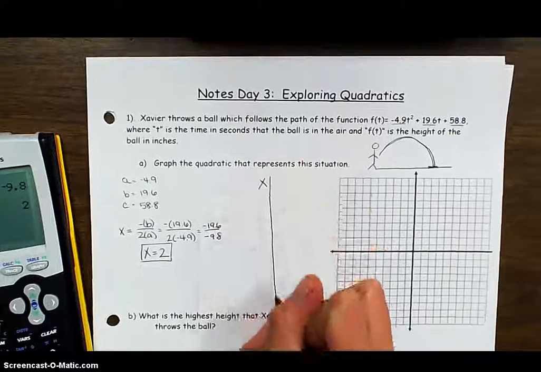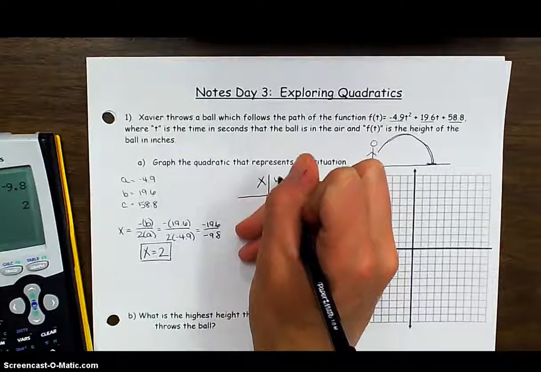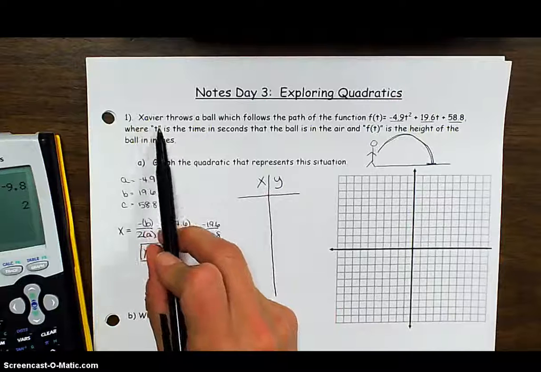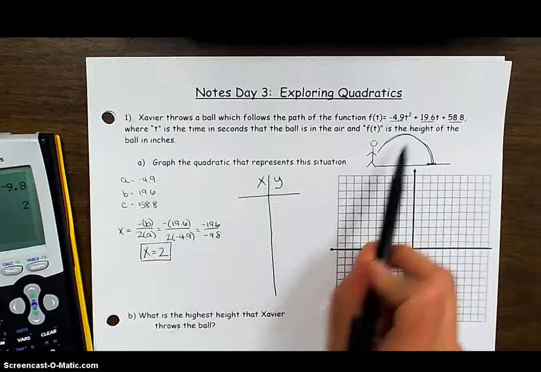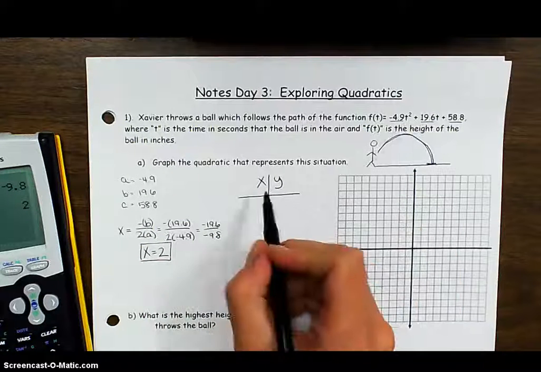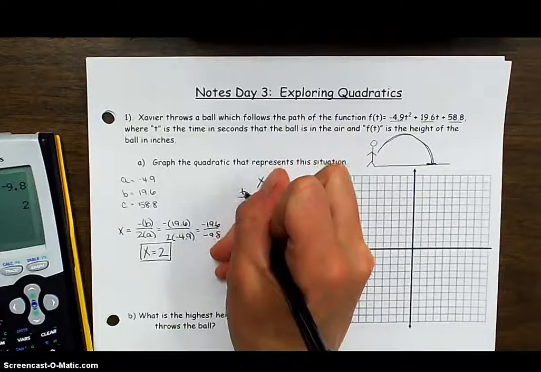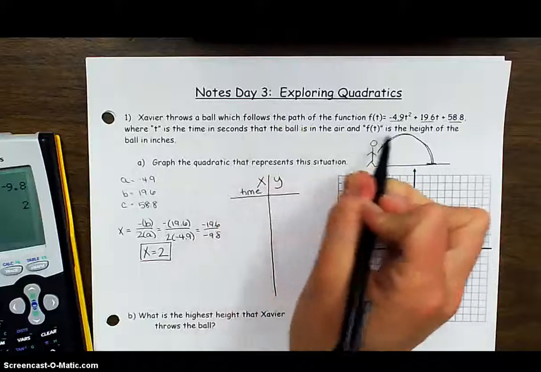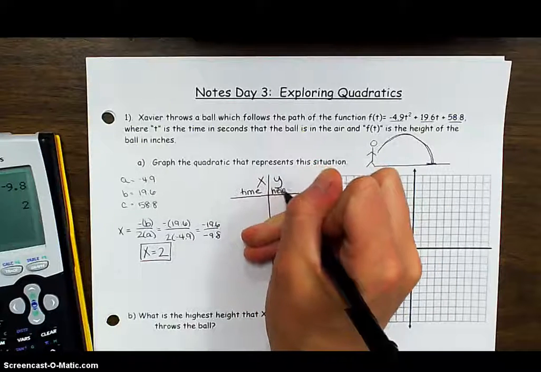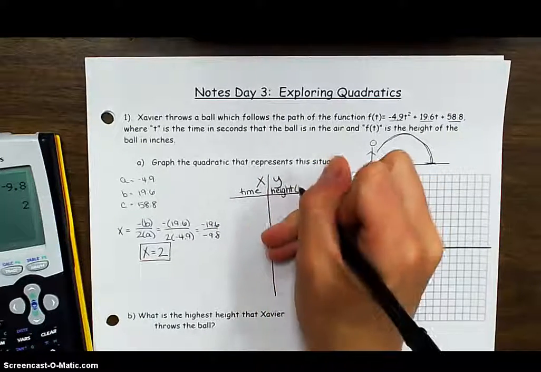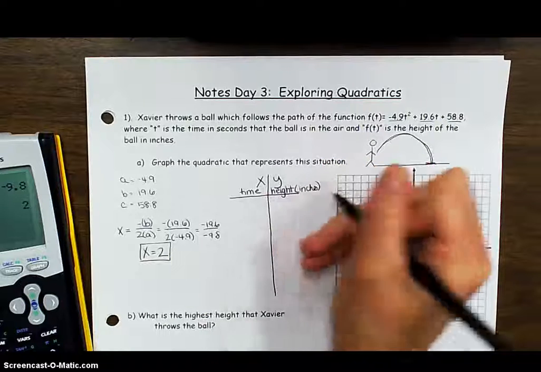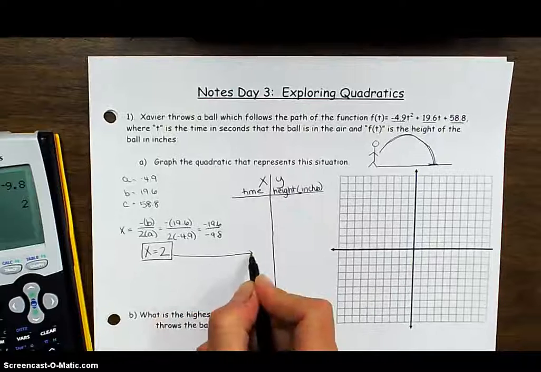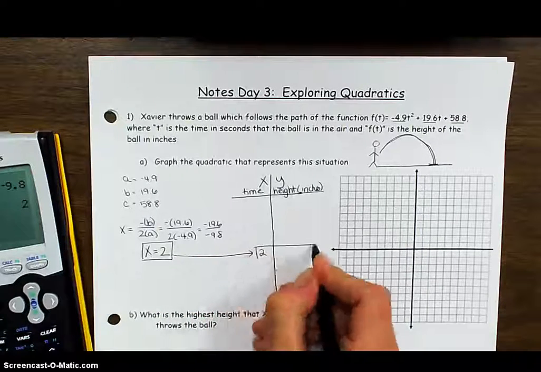So let's go ahead and write out our table of values. This time let's add a little bit extra here. Here we're going to use t, which is really our x value, because instead of x they use t in the equation. So t is time, which is in seconds, and y represents the height, which they told us is in inches. Okay, so we know x is equal to 2, and that's our axis of symmetry, so that's going to go in the middle. This is our turning point.